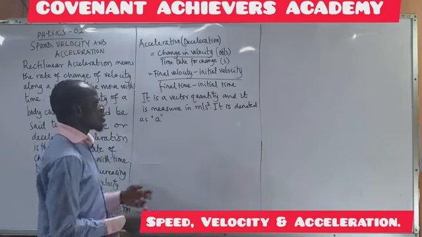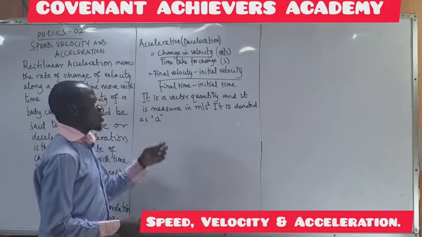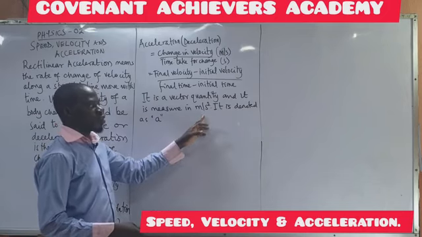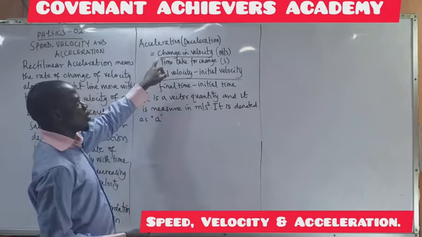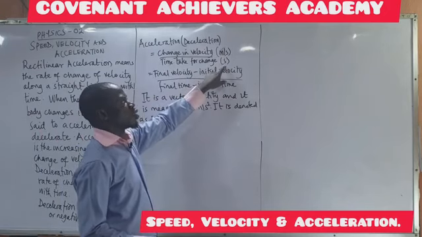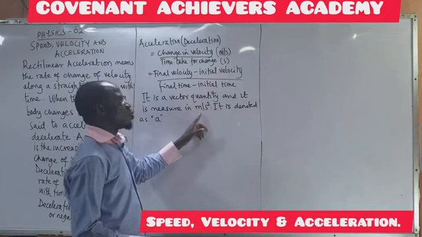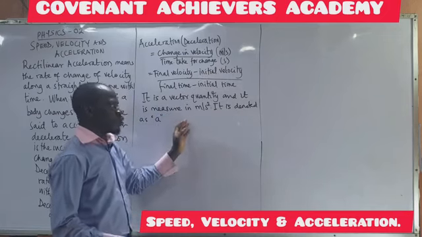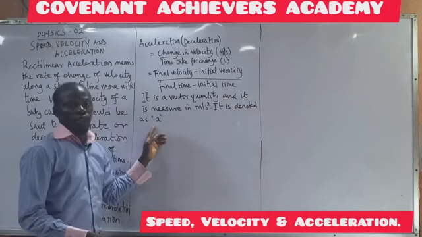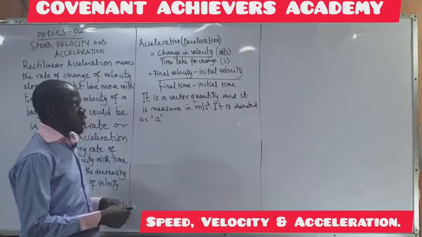Now, it is also a vector quantity, and it is measured in meter per second square. As you can see, change in velocity is in meter per second, and change in time is measured in seconds. So meter per second over seconds gives us meter per second square, and it is usually denoted with the letter a, small letter a. Now, how will you represent that?